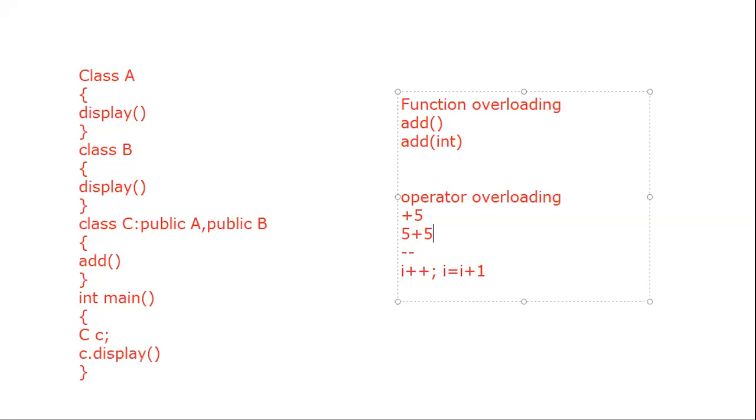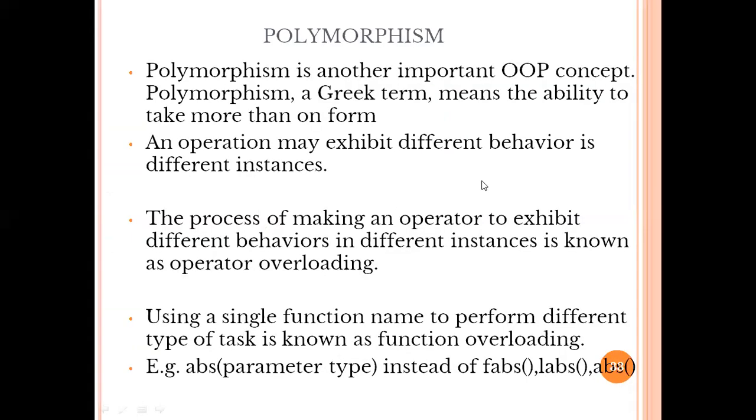So when we use operator overloading, we add one more operator to the original, so it directly changes its functionality. Polymorphism is nothing but the ability to take more than one form. For that purpose, two different types are there: the first is function overloading, and the second is operator overloading.